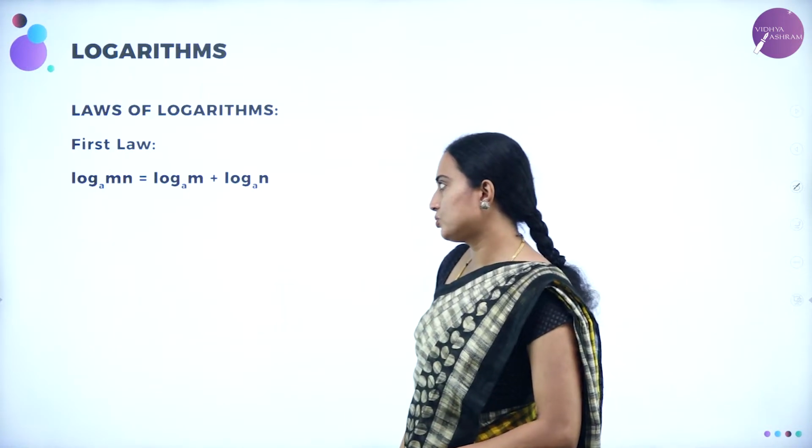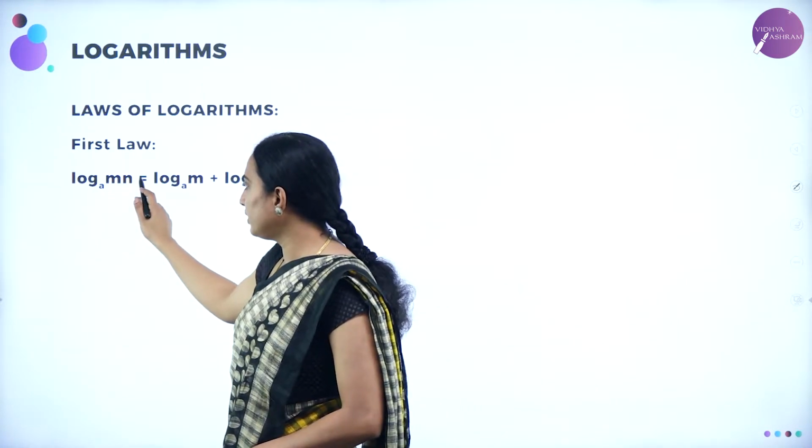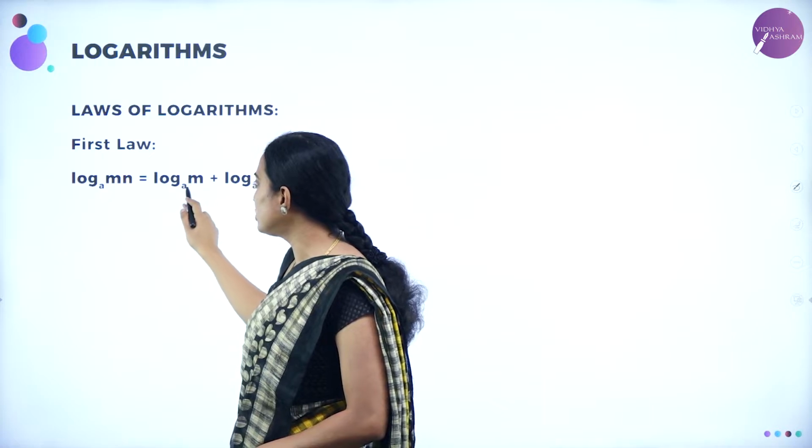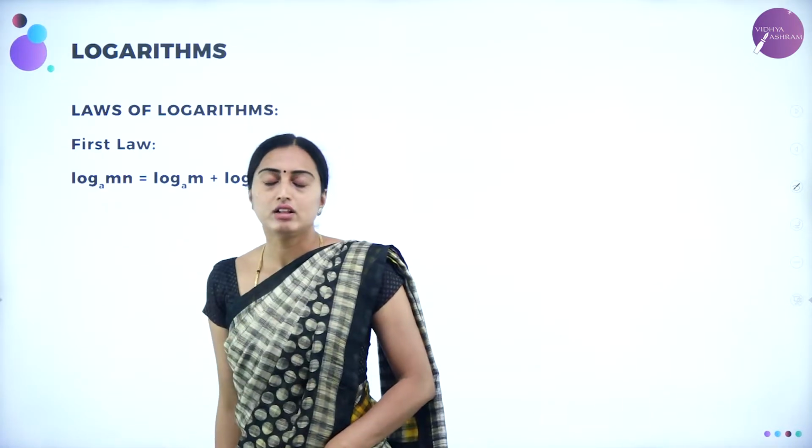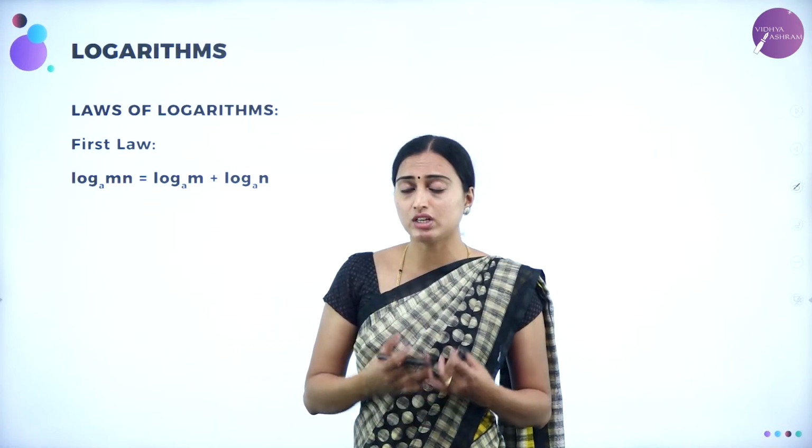How are we going to prove this one? Prove that log of mn to the base a is equal to log m to base a plus log n to base a. If they ask you to prove this question, how are we going to prove it?